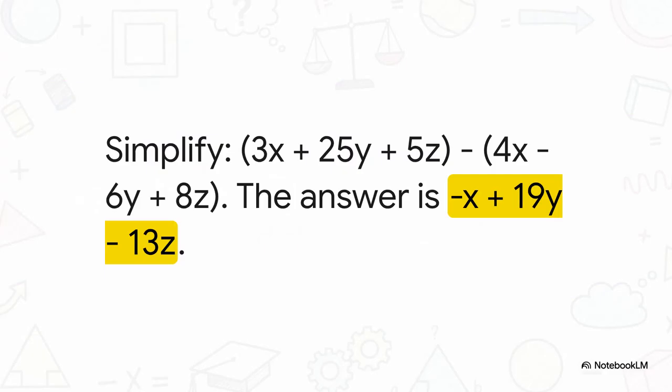Let's look at this example to see what I mean. The key here is that big minus sign sitting between the two sets of brackets. When we go to remove the brackets, that minus sign gets distributed. So the 4x becomes minus 4x. The minus 6y flips to plus 6y. And the plus 8z flips to minus 8z. Once you do that, it's just like before. Group your like terms, combine them, and you land right on that final answer.